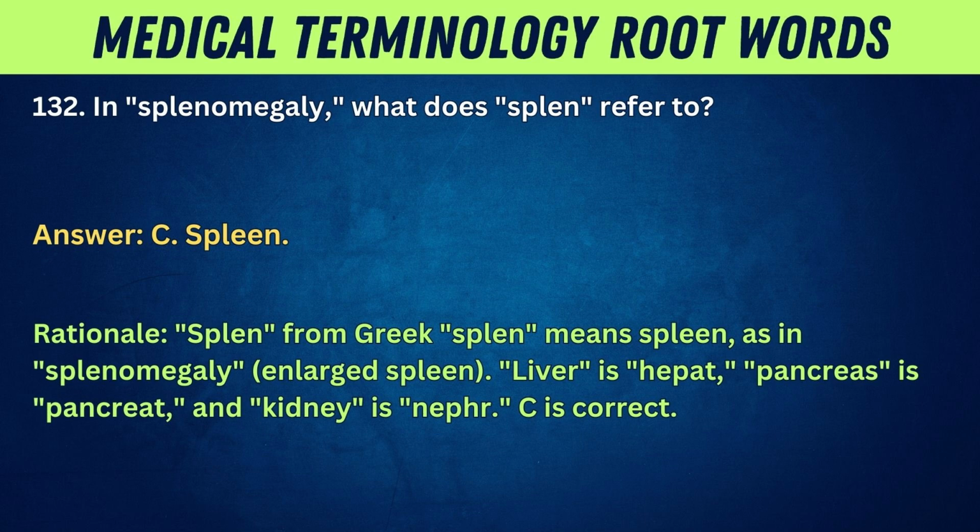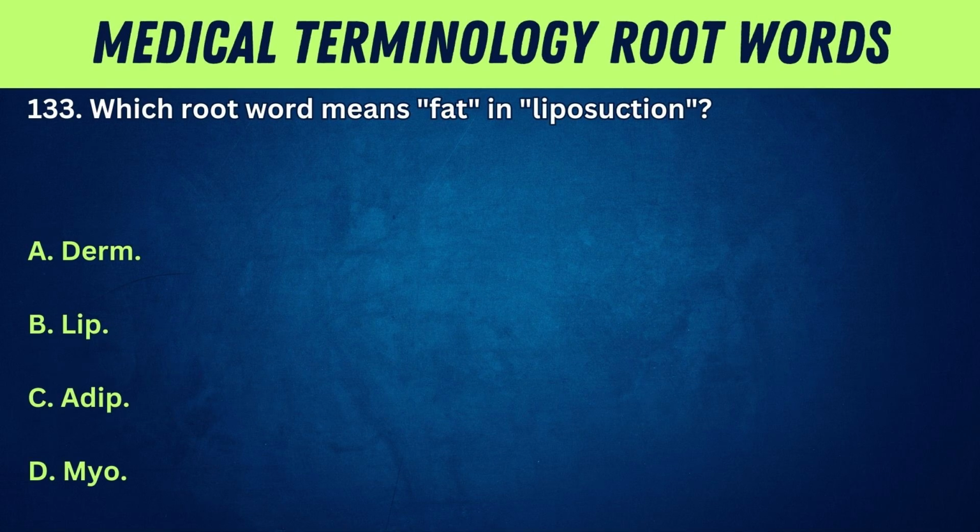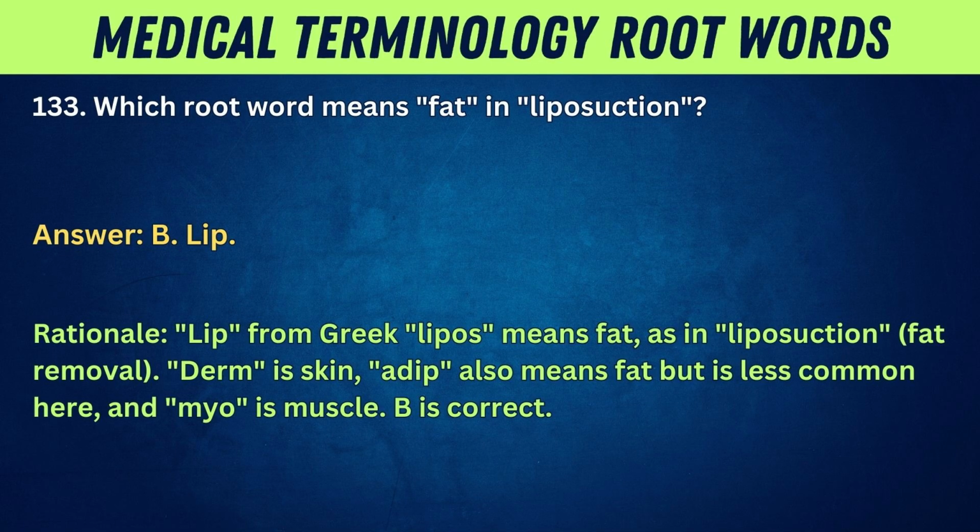C is correct. 133. Which root word means fat in liposuction? A. Derm. B. Lip. C. Adip. D. Myo. Answer: B. Lip. Rationale: lip from Greek lipos means fat, as in liposuction, fat removal. Derm is skin. Adip also means fat but is less common here, and myo is muscle.